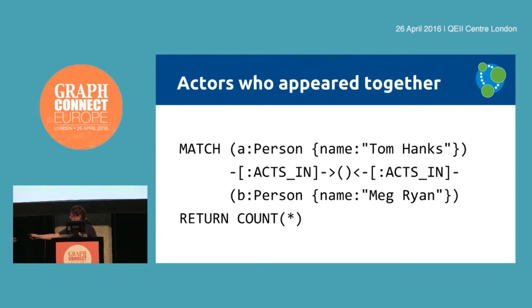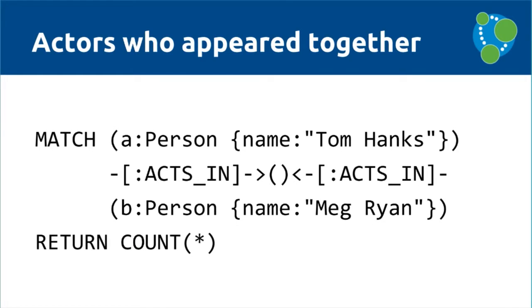Right, back to Mark. Okay, so let's make the query a bit more interesting. So this time, instead of just finding the actor, we're going to find Tom Hanks. Then we're going to follow an acts in relationship. So that's going to take us to a movie here. Then we're going to follow the acts in relationship again on the other side, and we're going to follow it to another person. So we're basically finding how many movies there are that Tom Hanks and Meg Ryan have both been in.